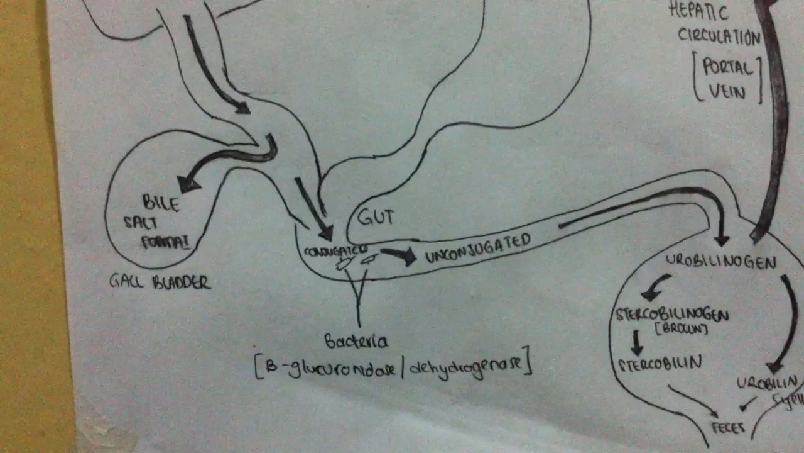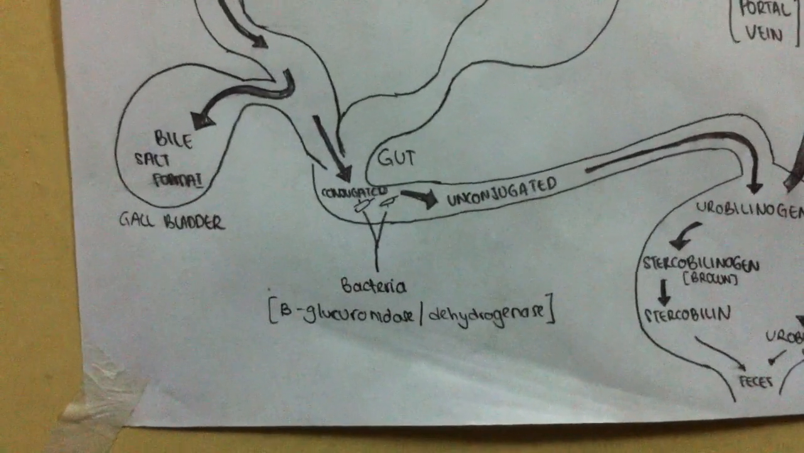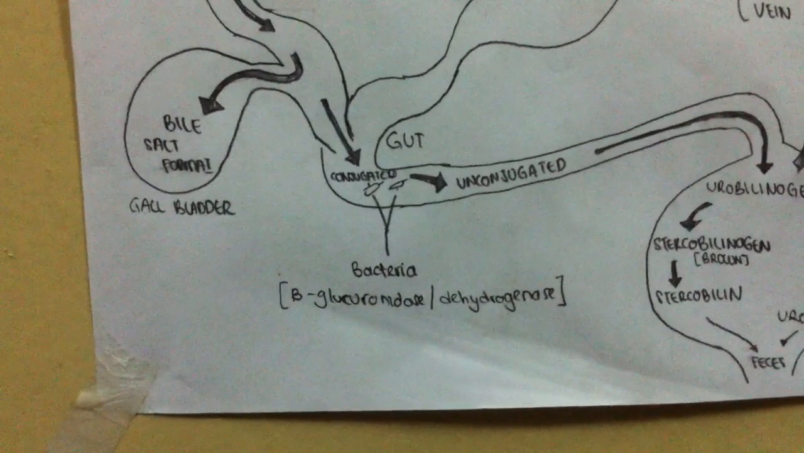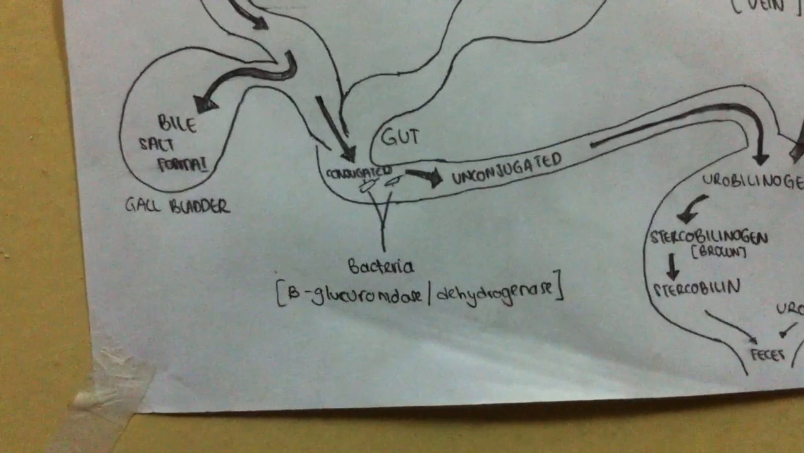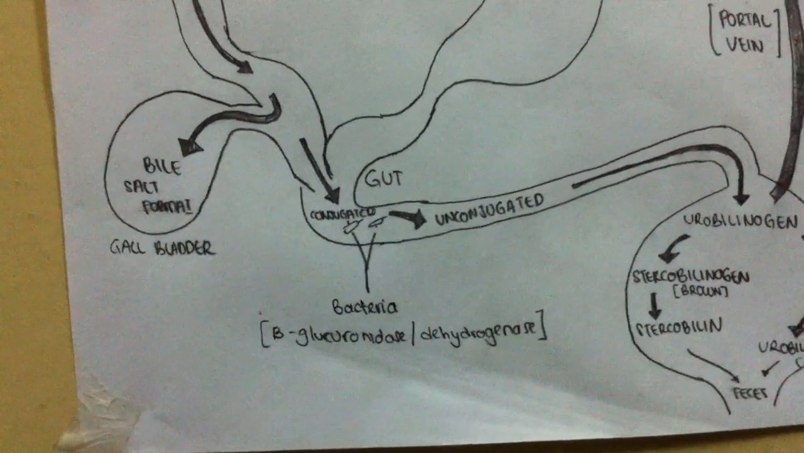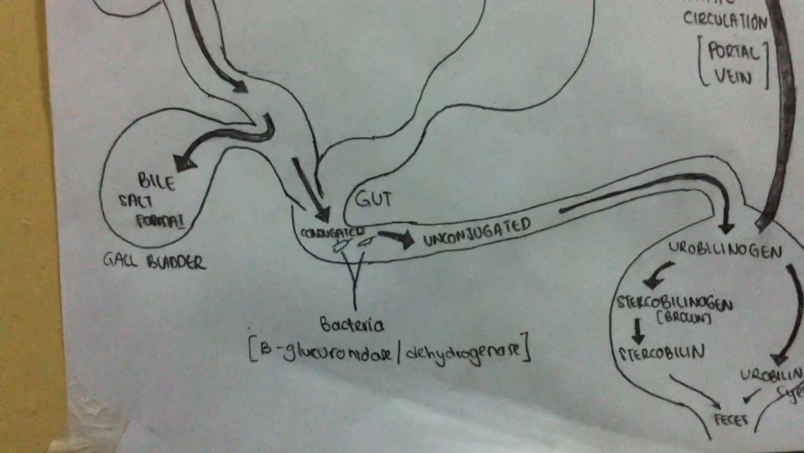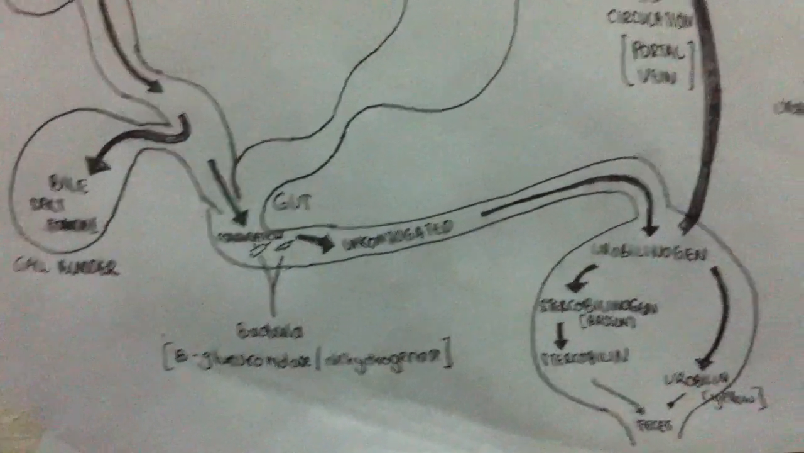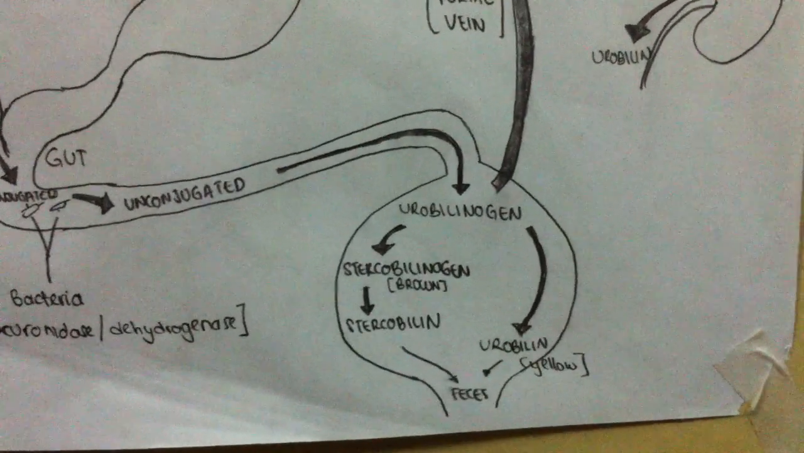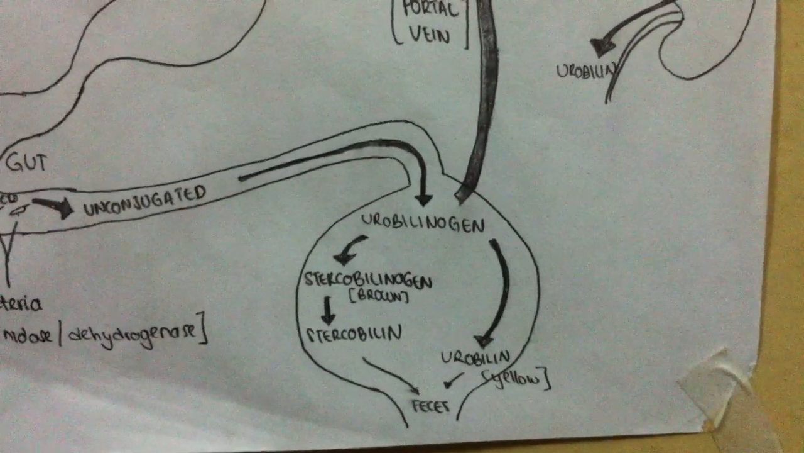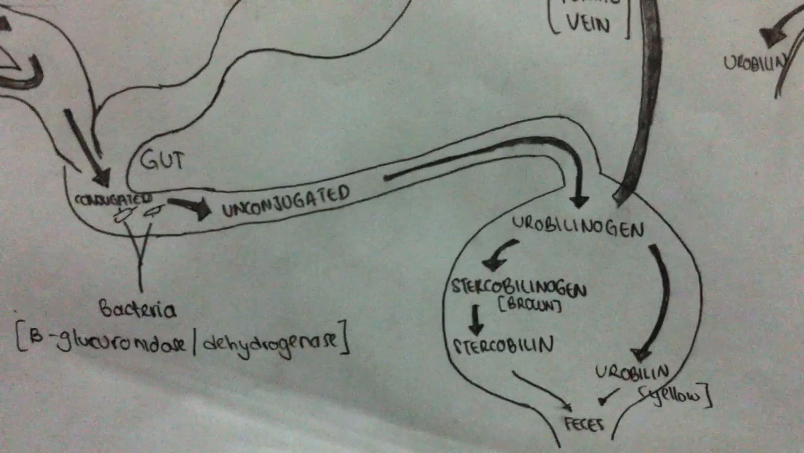And here in the second part of the duodenum, or in the gut, there are bacteria which contain an enzyme, mainly beta glucuronidase, which helps in the conversion of conjugated bilirubin into unconjugated bilirubin. And this unconjugated bilirubin will move along the small intestine to the large intestine, and in the large intestine, or perhaps in the rectum, before it is secreted out, it will form urobilinogen from the unconjugated bilirubin.